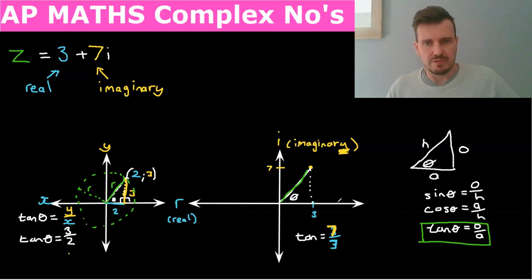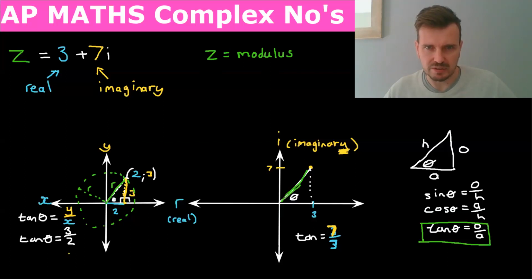Okay, so we have the imaginary and the real part, and we know that z is our r. Now z, the terminology they call it, is the modulus. And so from Pythagoras, we know that this z here would equal the square root of 7 squared plus 3 squared. Good. And so we know that z is the value from the origin to the point.